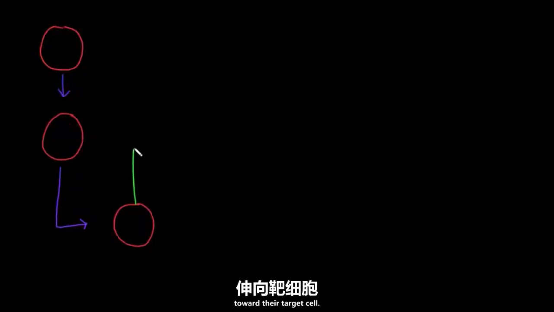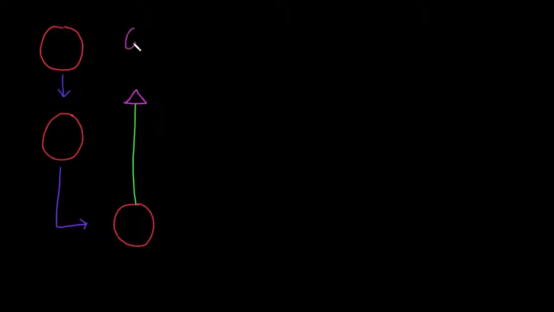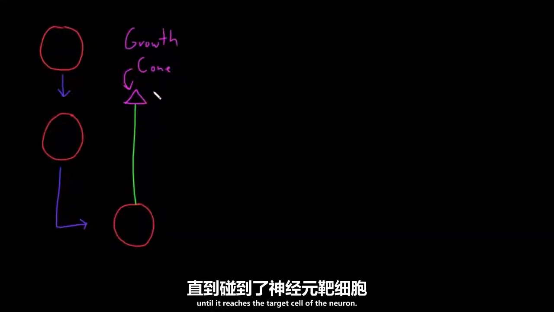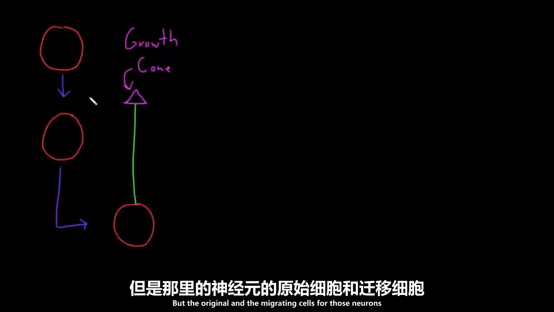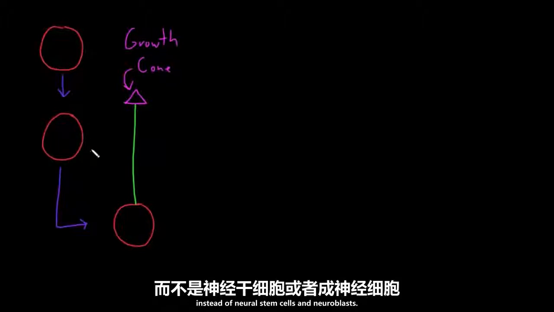Neuroblasts then extend a process, which is an axon, toward their target cell. And that axon is tipped with this structure called a growth cone. The axon growth cone follows guidance cues in the environment until it reaches the target cell of the neuron. A similar process occurs for neurons in the peripheral nervous system, but the original and the migrating cells for those neurons are neural crest cells instead of neural stem cells and neuroblasts.